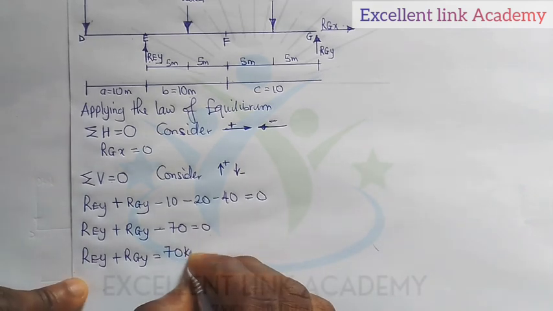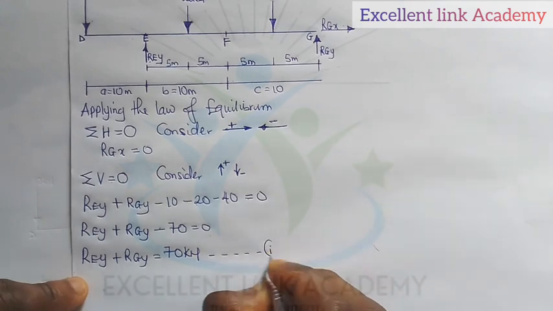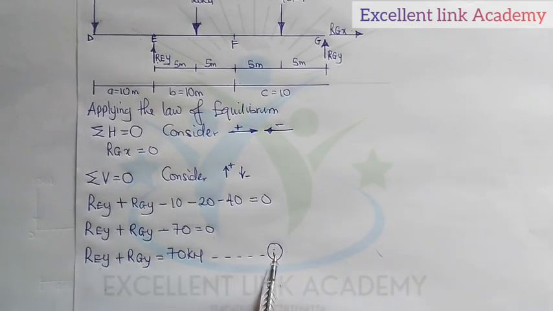Hence, put kilonewton. So call this equation 1. What is the reason behind calling something equation 1? The reason is that if I'm looking for REY and RGY at the same time, I can't find them in the same equation. So you call it equation 1, because you can't find two things in one equation.